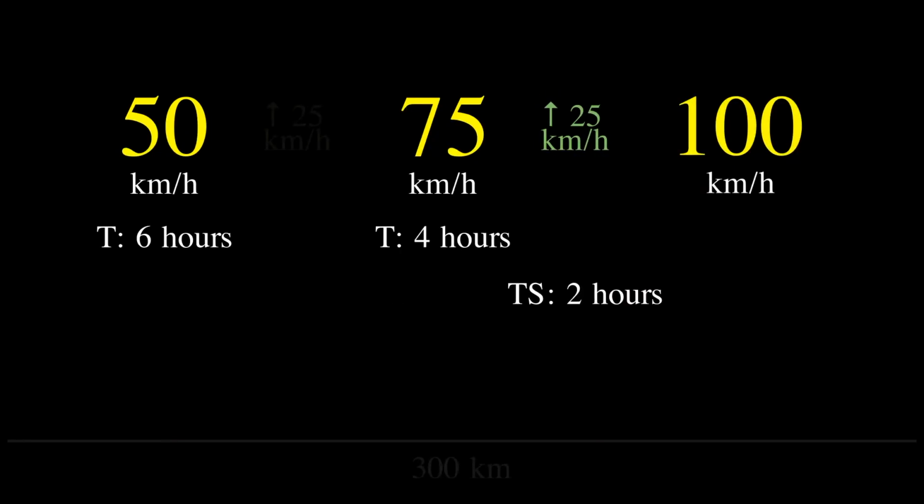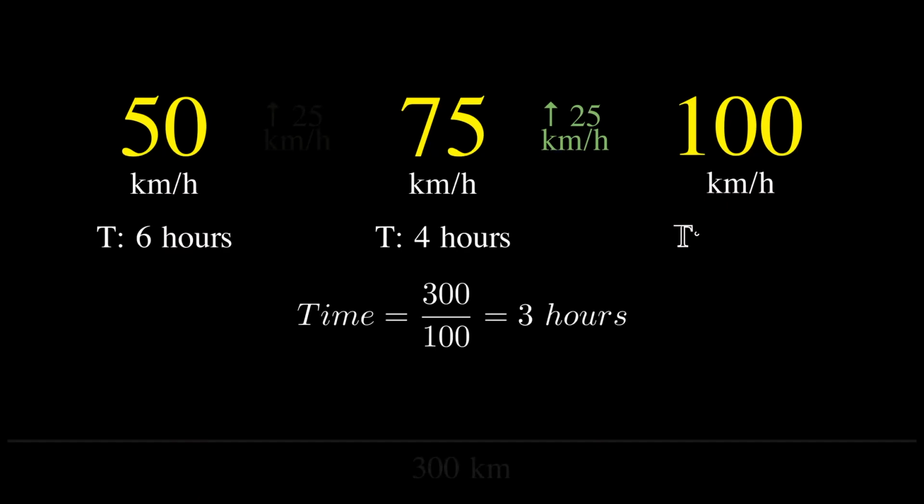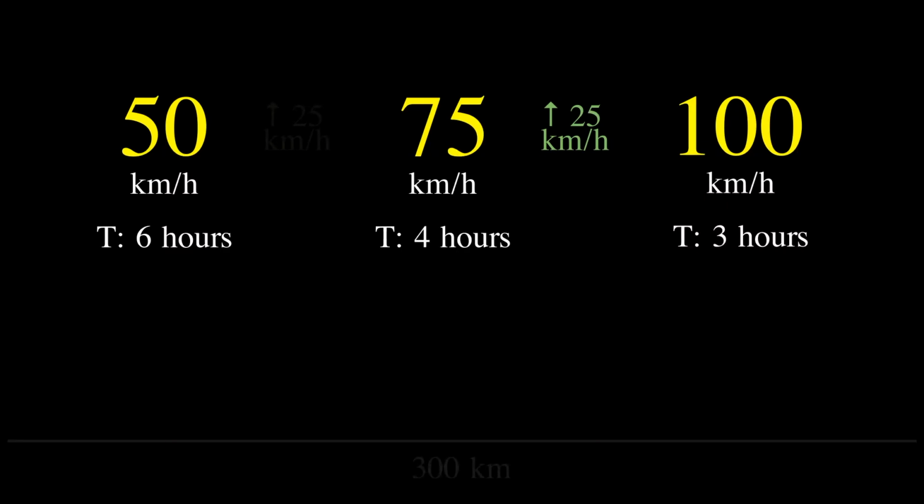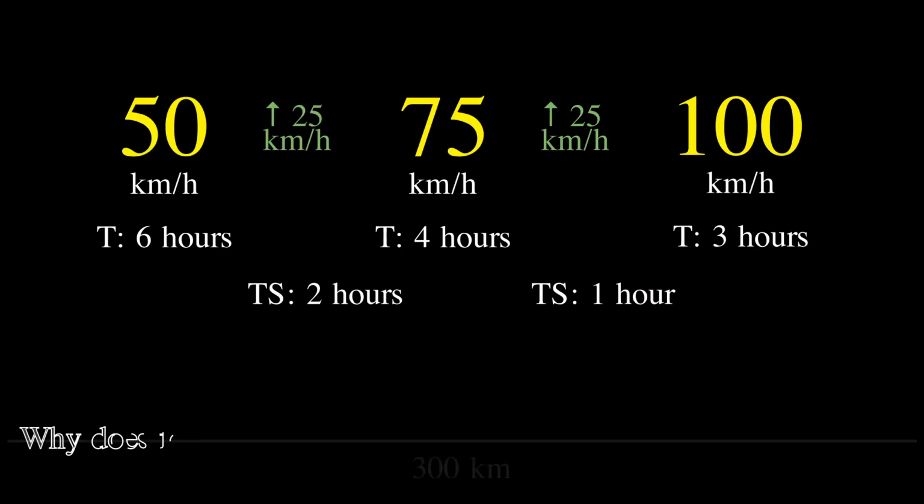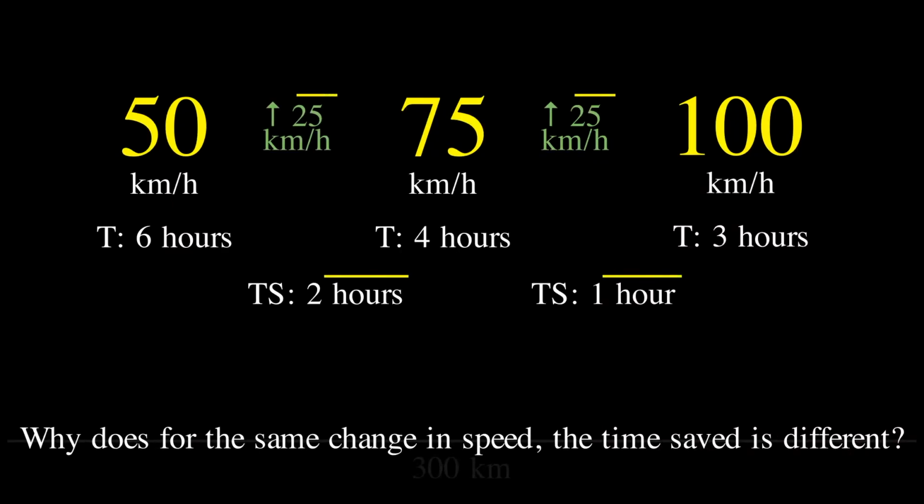And similarly, when I go from 75 to 100, do I again save the same 2 hours? What happens is that you end up saving actually not 2, but instead 1 hour. So why is it that for the same change in speed, the time saved is different?